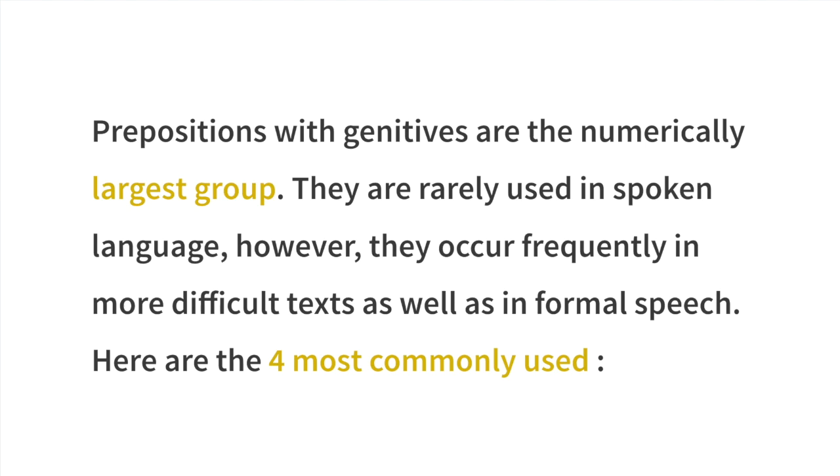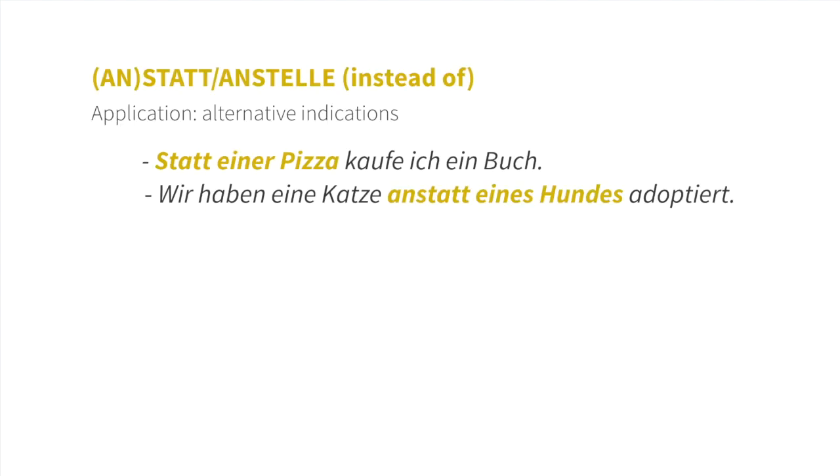They are rarely used in spoken language, but they occur frequently in more difficult texts, yeah? And of course in the formal speech. So we're gonna learn from now the four most commonly used genitive prepositions. The first one is anstatt, anstelle, or just statt.